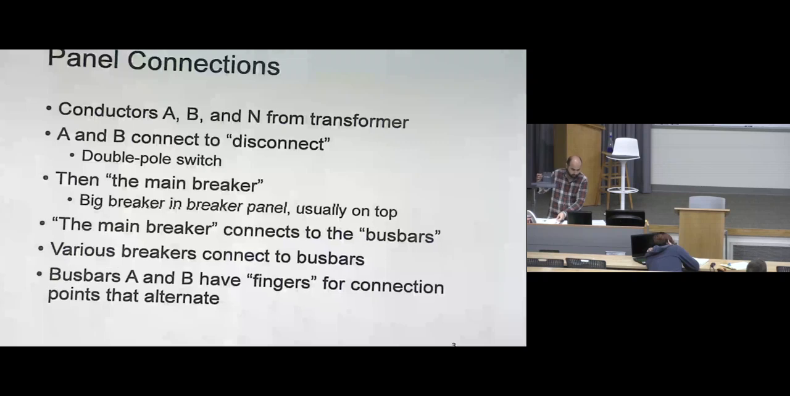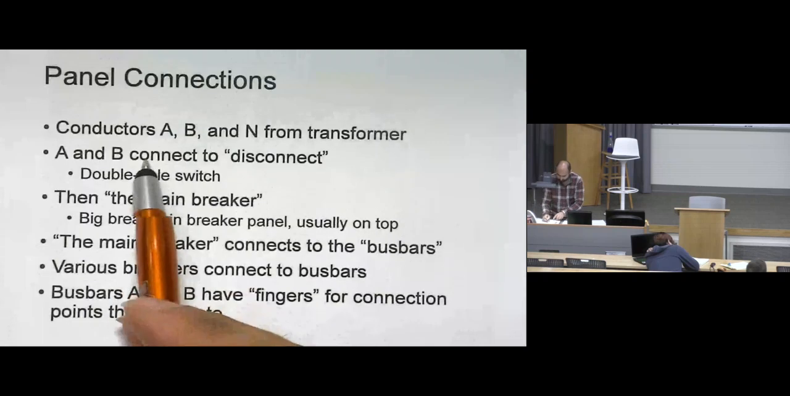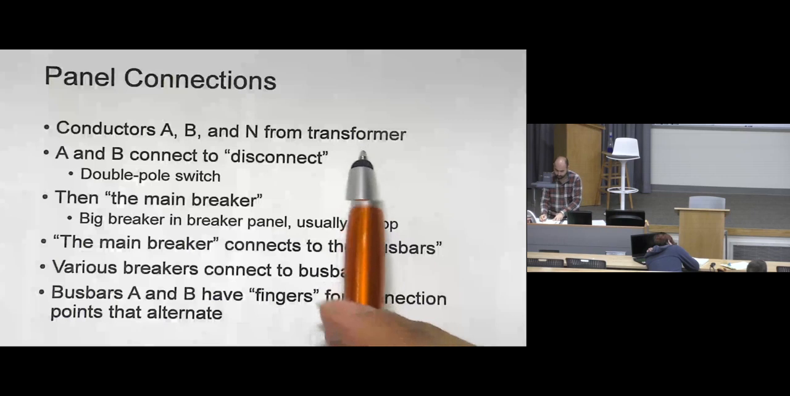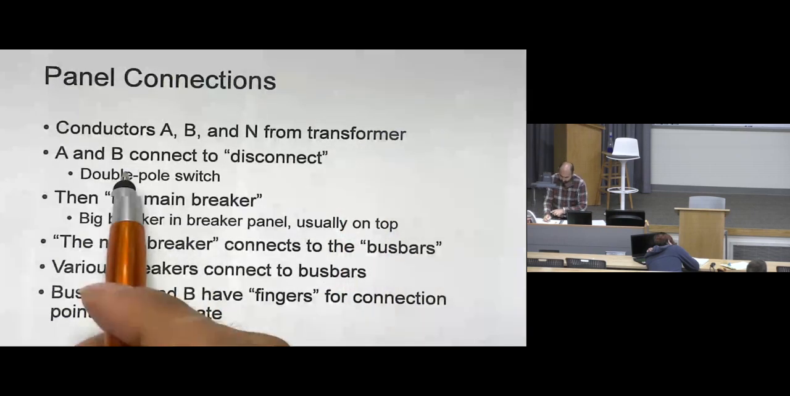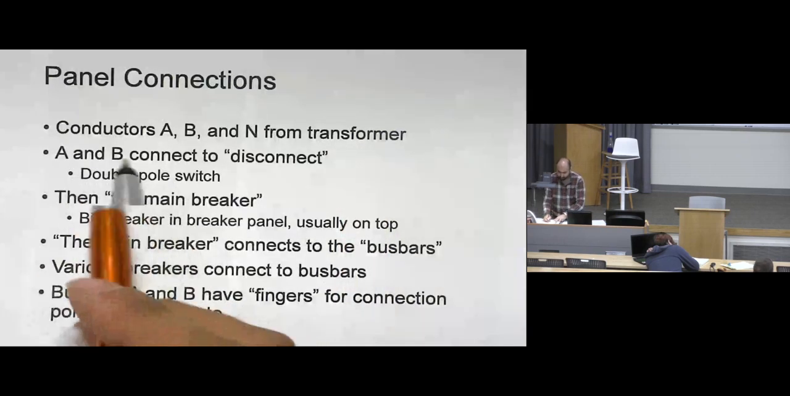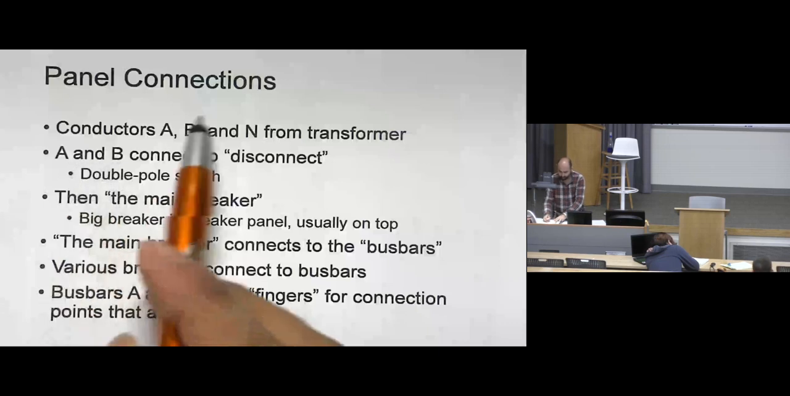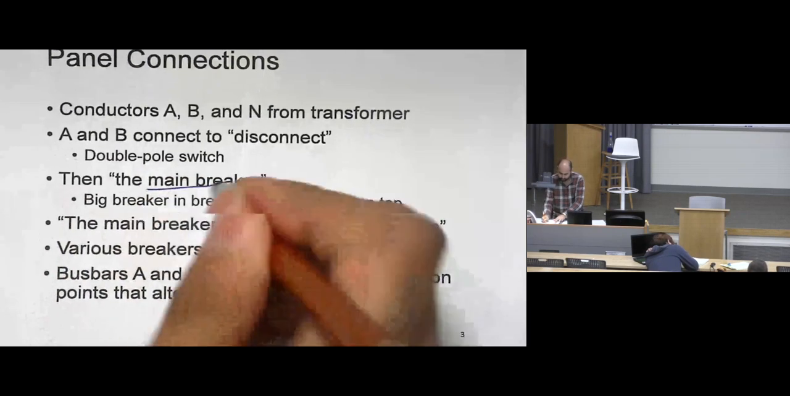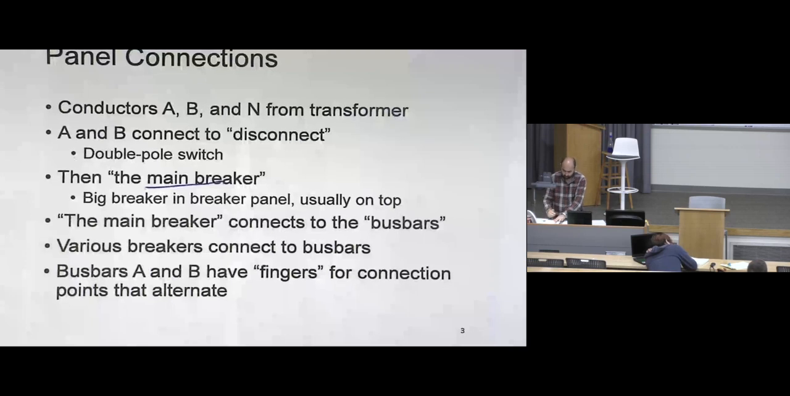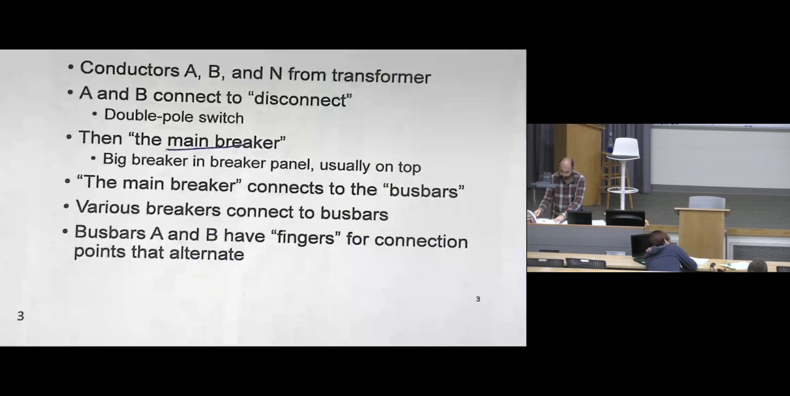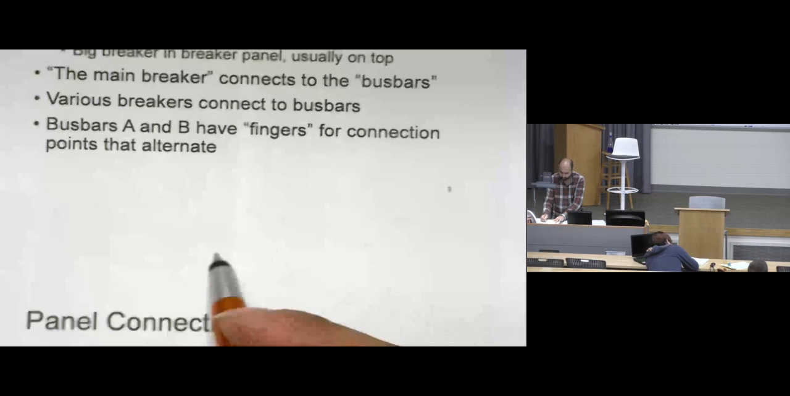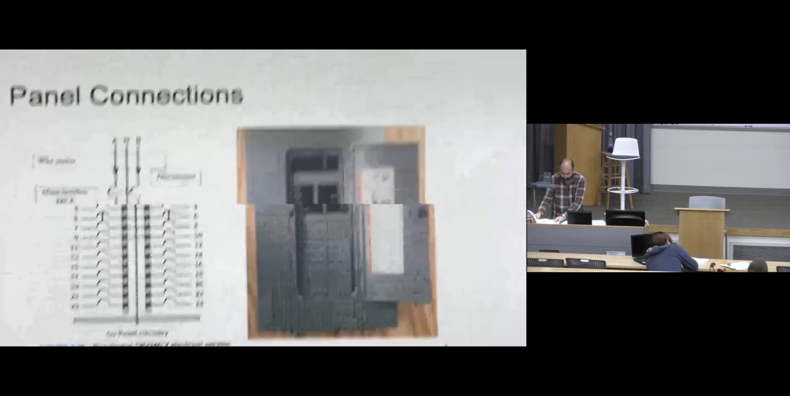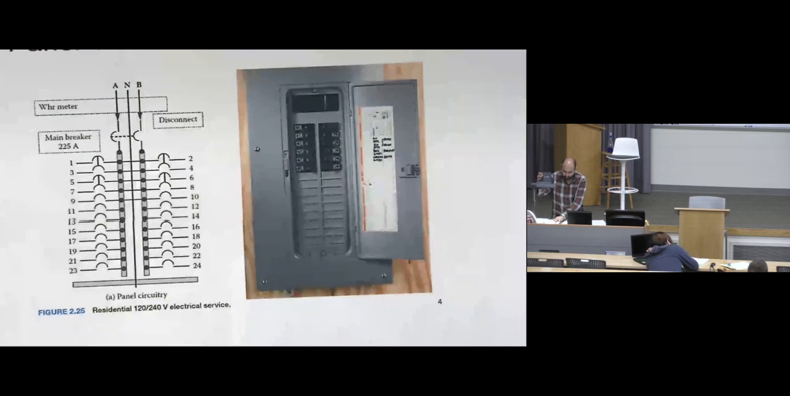Now, here the connection panel says that we have 3 conductors, A and B and neutral, that come from the transformer to your residential home. We can connect A to neutral, B to neutral, or A and B. And we have a main breaker, the main circuit breaker. Then it will go to the other, individual circuit breakers, depending on the applications. So here is this panel again.